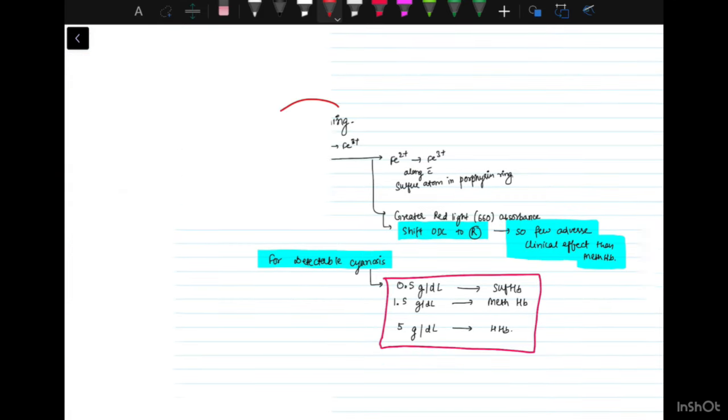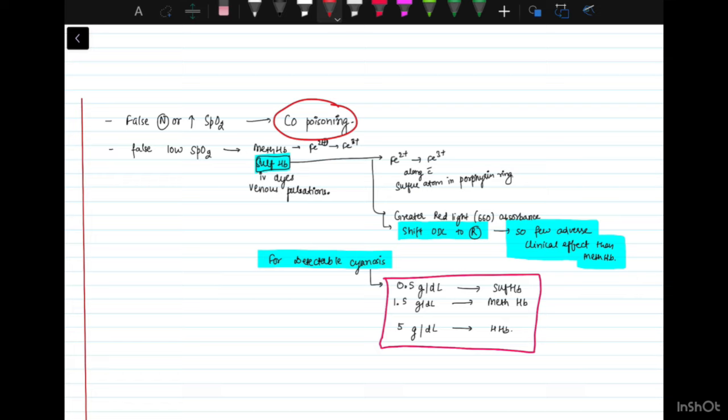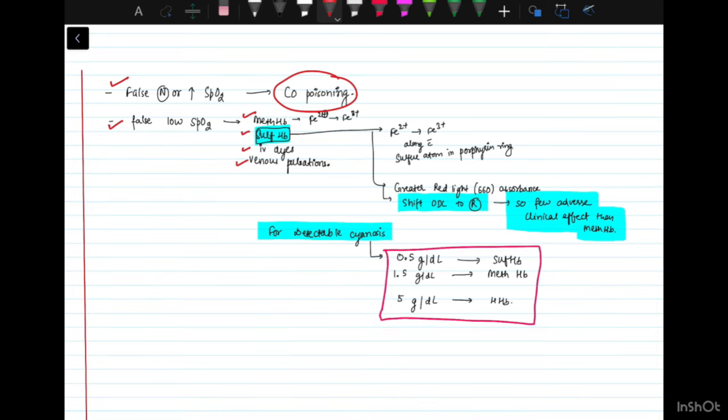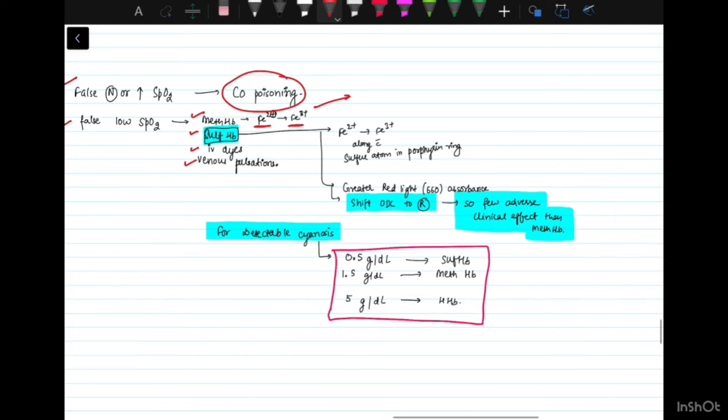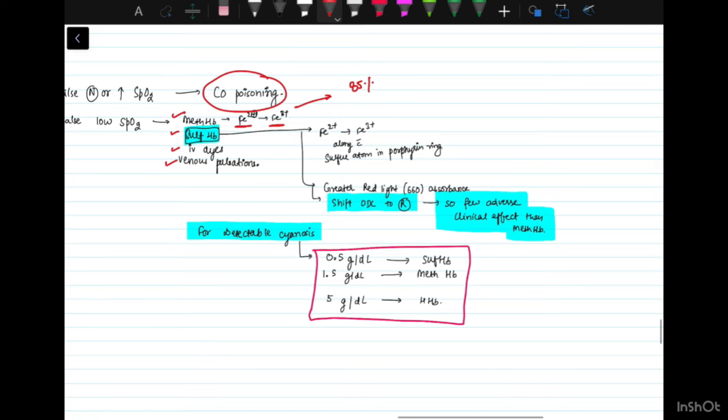Now we come to the last segment of this video. We know that carboxyhemoglobin poisoning will show a false normal or higher value, and false SpO2 is seen in methemoglobin, sulfhemoglobin, IV dyes and venous pulsations. We have already studied this. But there is a difference between sulfhemoglobin and methemoglobin. In methemoglobin, the iron is oxidized to Fe3+, which will increase its affinity. And we know that ultimately, because of the equal absorption, it will show a saturation of 85%.